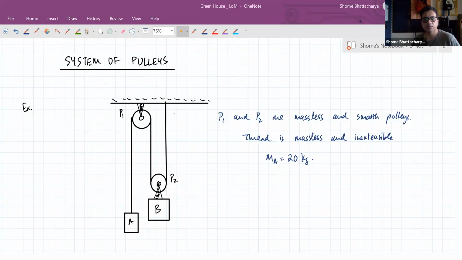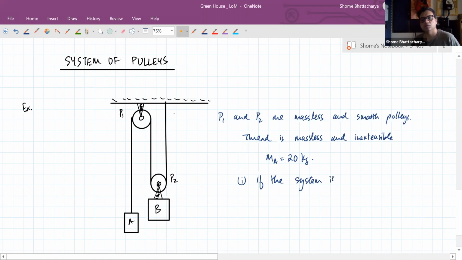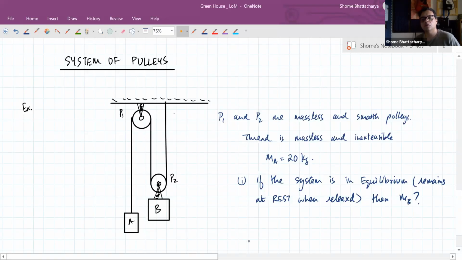Wait, pay attention, I'll explain. Okay. So the first part of the question is, if the system is in equilibrium, that is, remains at rest, okay, when released, okay, then what should be the mass of this block?